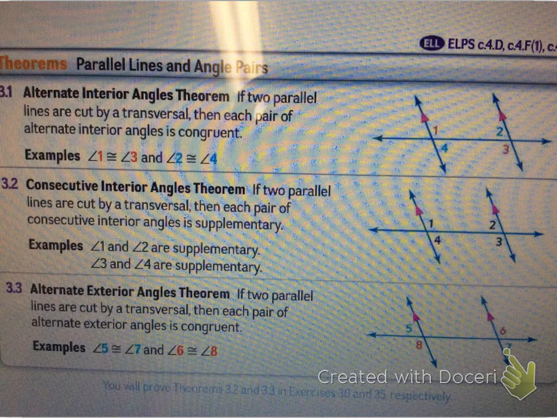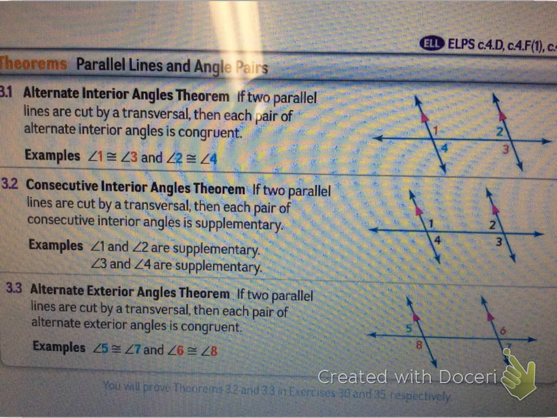Consecutive interior angles, theorem 3.2. If two parallel lines are cut by a transversal, then each pair of consecutive interior angles is supplementary. So like 1 and 2 add up to 180. 4 and 3 add up to 180 because they're right next to each other and they're interior. Like the two interior angles, that's consecutive interior. Okay.